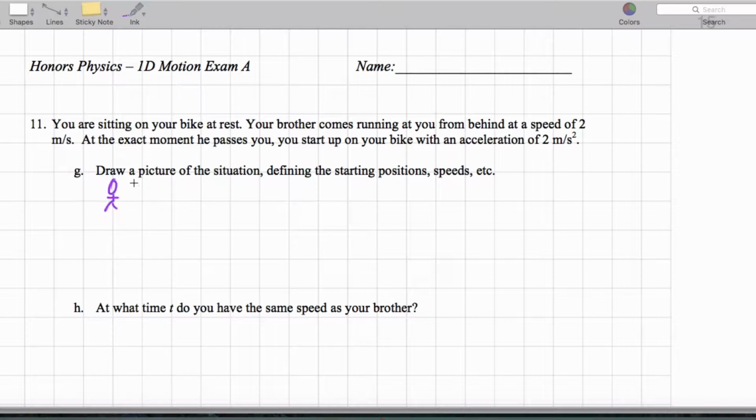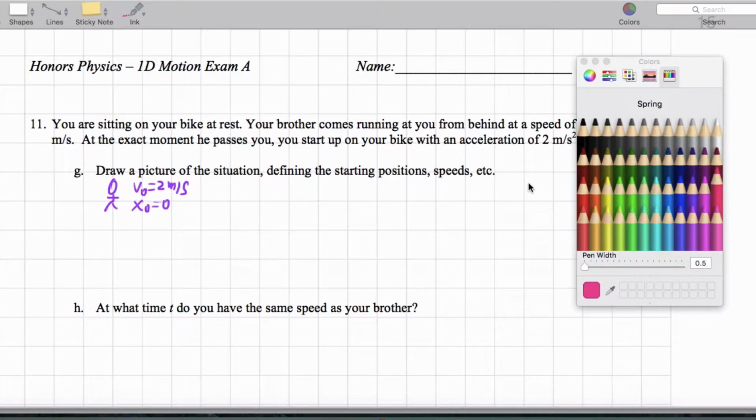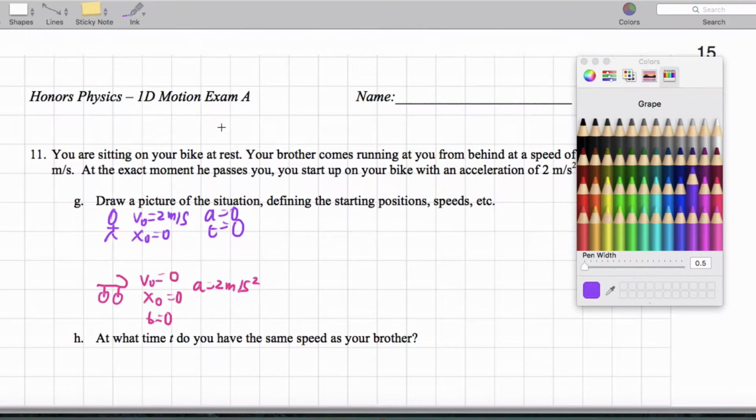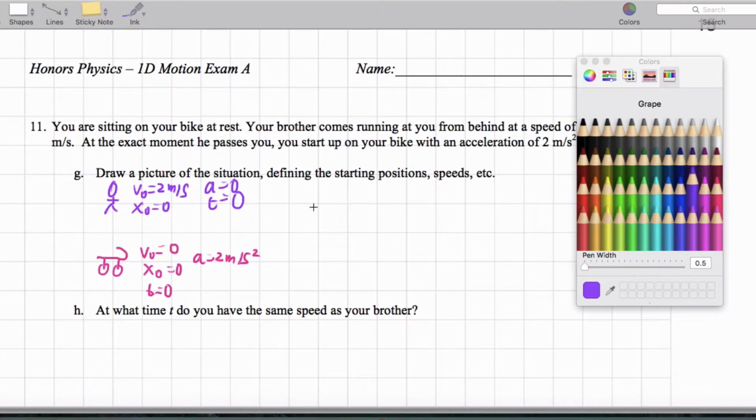So my brother's here. His initial speed is 2 meters per second. His initial position is 0. And then I'm on a bike. I'll just draw the bike and I won't draw myself. That's a really bad drawing. So my initial position is 0. My initial velocity is 0. My acceleration is 2 meters per second squared. This is at t equals 0. Again, his acceleration is 0, t equals 0. And yeah, that's it.